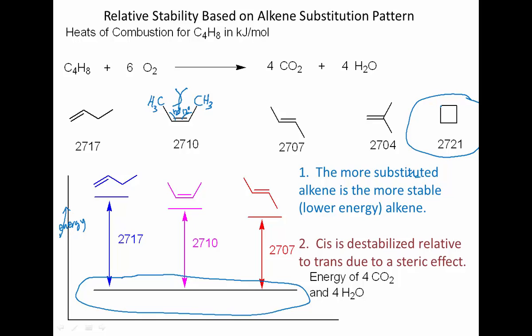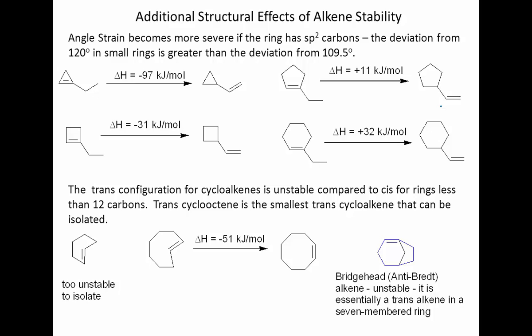All right, so the take-home lesson are these two statements here, that the more substituted alkene is the more stable one, and that cis is destabilized relative to trans due to a steric effect. Okay, let's look at some additional structural effects on alkene stability. All right, so angle strain becomes a lot more severe if we put sp2 carbons in the ring. This is because sp2 carbons want 120-degree bond angles.